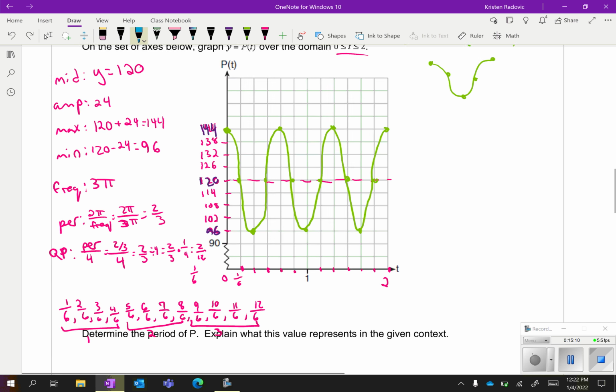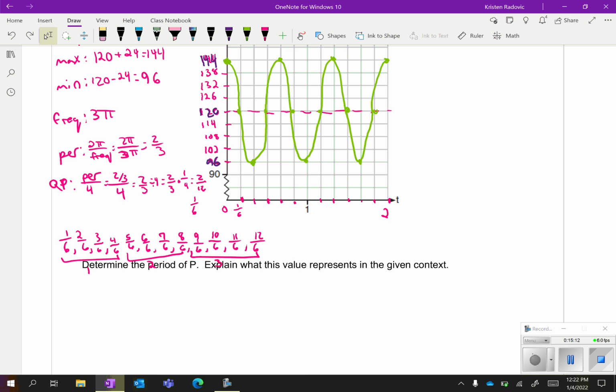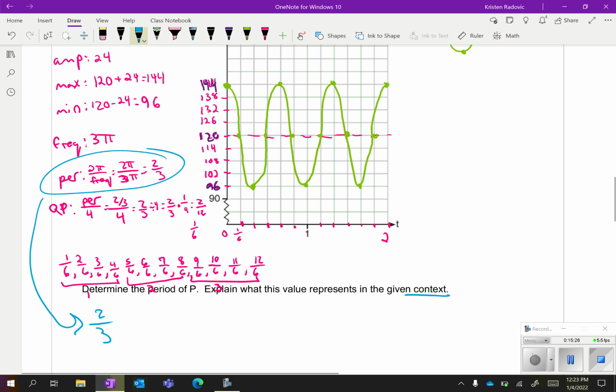Now let's look at the follow-up question. Determine the period of P. Explain what this value represents in the given context. So we already have our period. The period is going to be 2 thirds. And when they're talking about in the given context, you have to go back through the problem and read what they're even talking about.